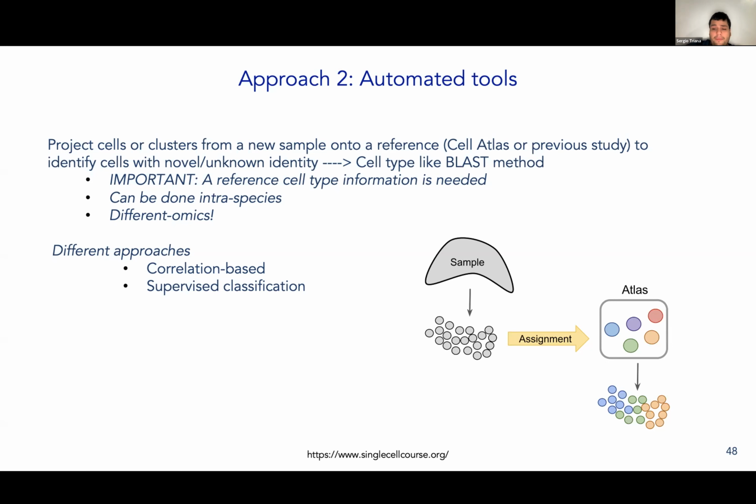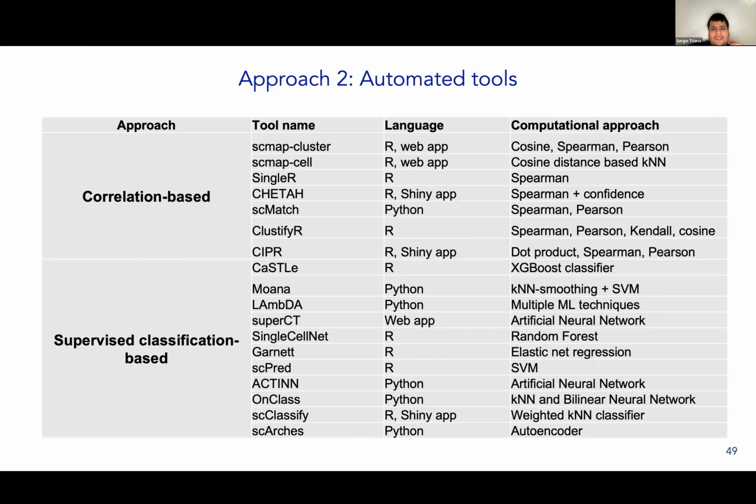There are correlation-based approaches where you try to correlate the patterns of your clusters against the reference, and then supervised classification where you use machine learning in most cases to do this. This is a list of some of the tools that are available.